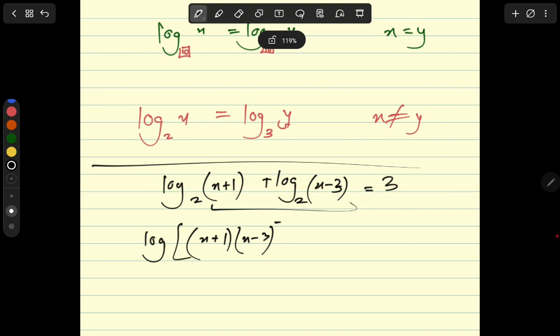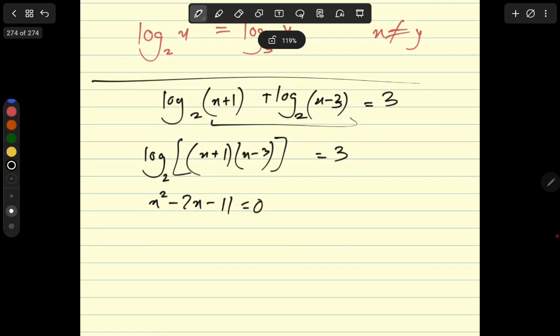This is the argument for log to the base of 2 and is equal to 3. So this is x squared minus 3x minus 2x minus 3 is equal to 8. 8 comes here, so minus 8. So this becomes x squared minus 2x minus 11 is equal to 0. Now, this gives me x is equal to 1 plus and minus 2 root 3. Perhaps, right? Yeah, that's right.